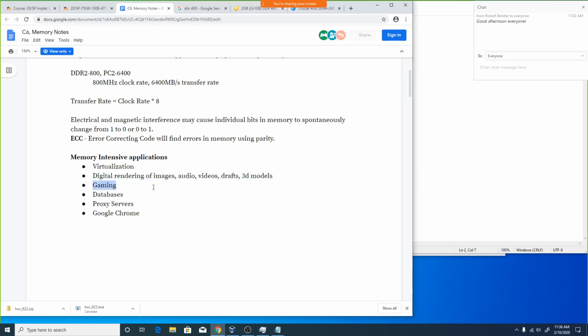Gaming. Yeah, some of you guys know this now. Do y'all see the recommended now? What is the minimum recommended RAM on a game? Anybody?